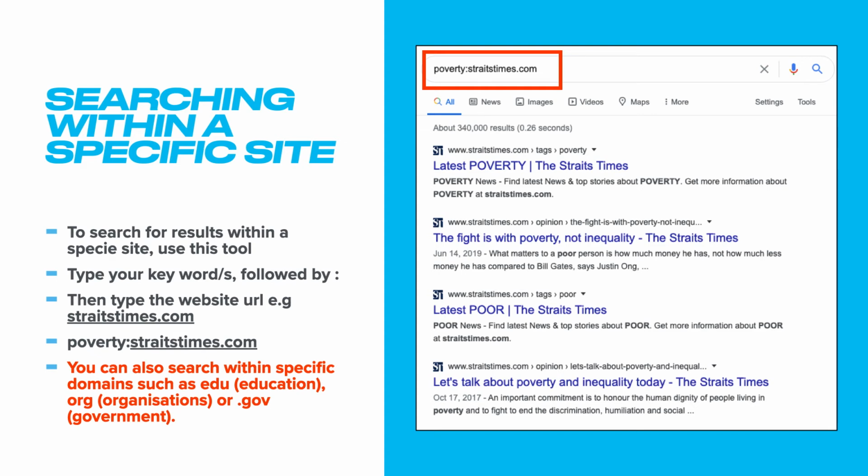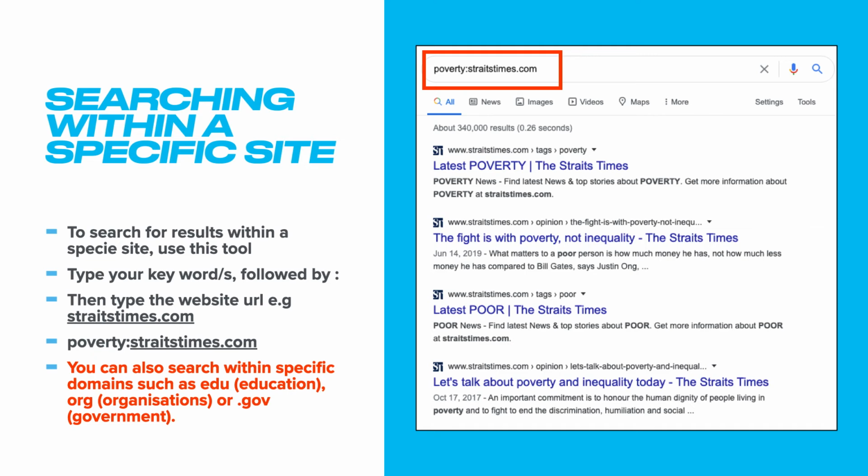just put in straitstimes.com after the colon, without a space, just straight after the colon, and you can see that every single result comes up from that website. Okay, and you'll get a whole bunch of different stories from the Straits Times, or pages from a website that are related to poverty. You can put in more than one keyword too, but don't put too many in. Searching within a specific site, that's a really good one.